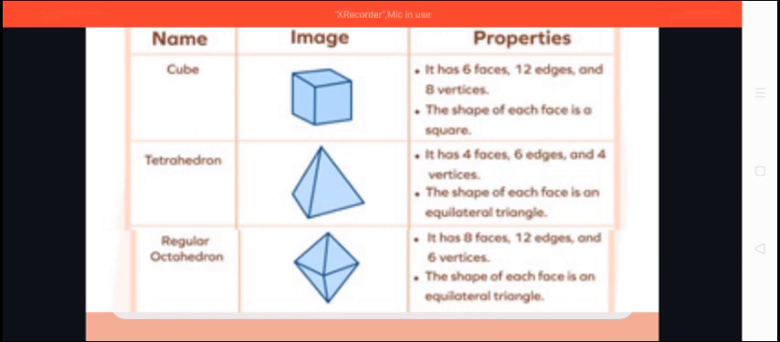The next one is the tetrahedron. It has 4 faces, 6 edges, and 4 vertices. The shape of each face is an equilateral triangle. The third one is the regular octahedron. It has 8 faces, 12 edges, and 6 vertices. The shape of each face is an equilateral triangle.